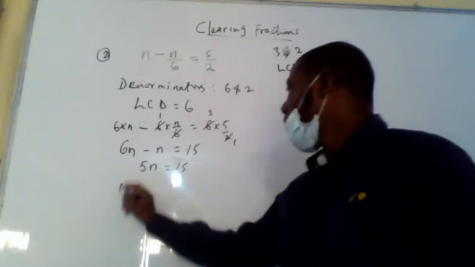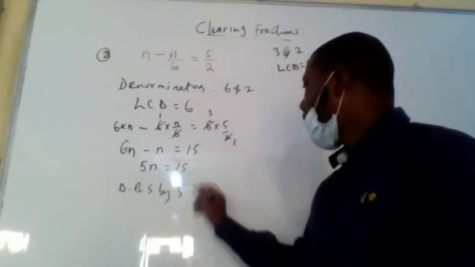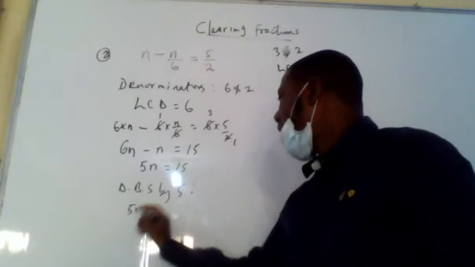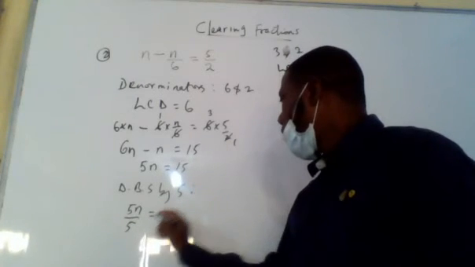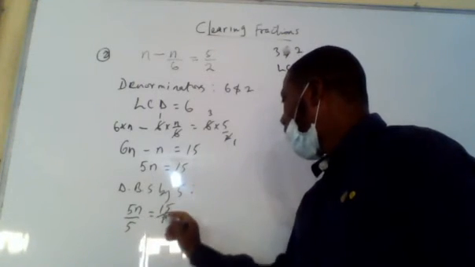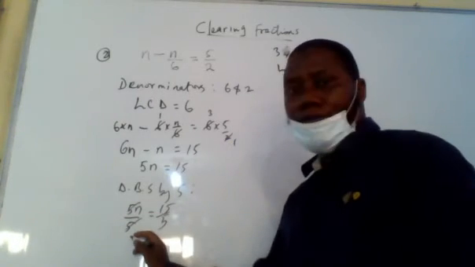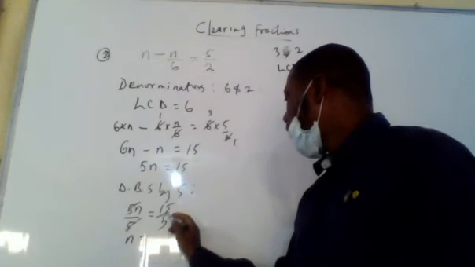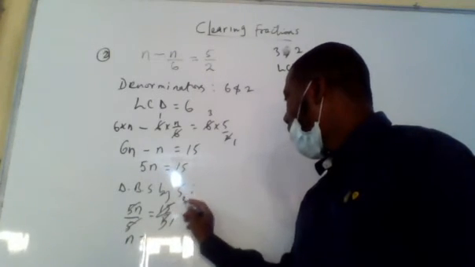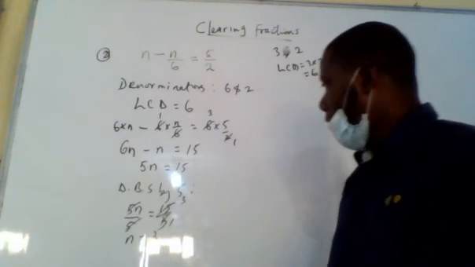What do I do next? Divide both sides by 5. That will be 5n over 5 equals 15 over 5. Okay, 5 will cancel 5. We are left with n equals 5 in 15, 3. So therefore my n is 3.